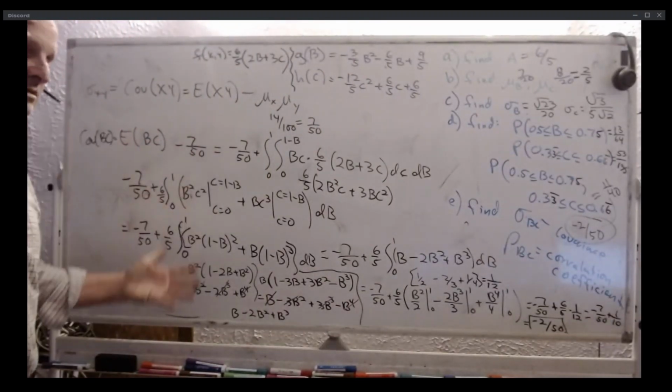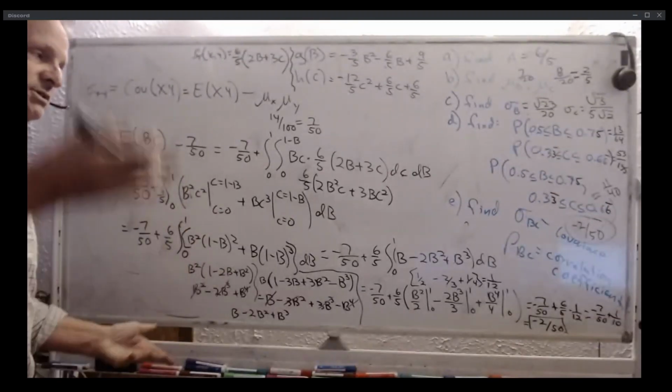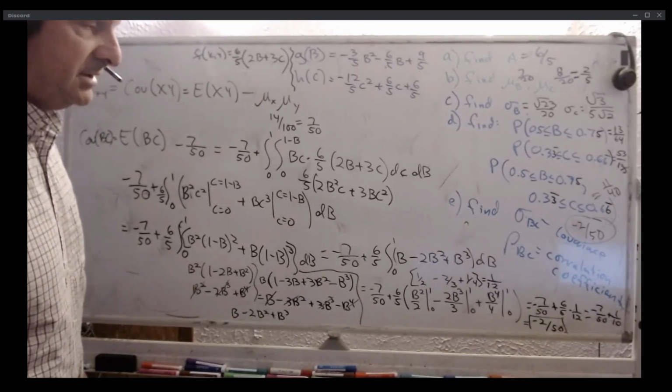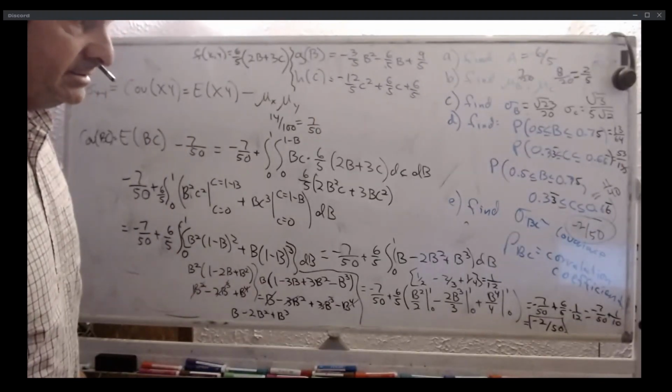So does that match what we thought? If B goes up, C should go down, and vice versa? Yes, no? You said it's 2 out of 50? Yeah, I got negative 2 out of 50. Is that the right answer? Is that what everybody else got? Yeah, that's what I got.